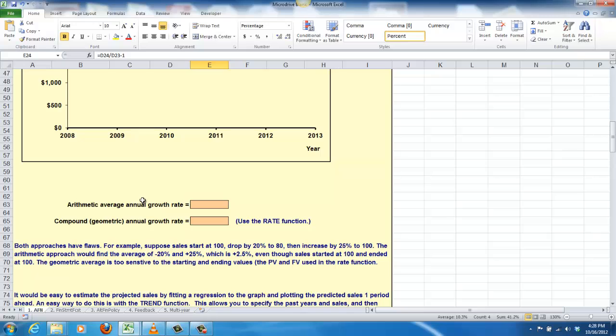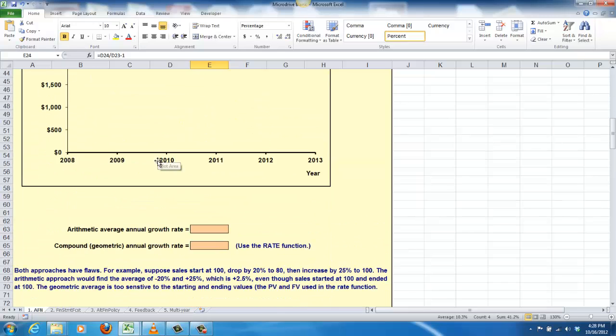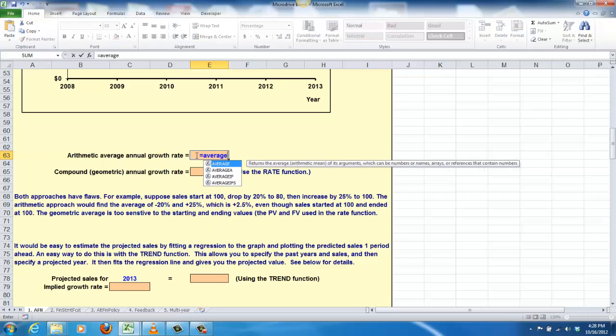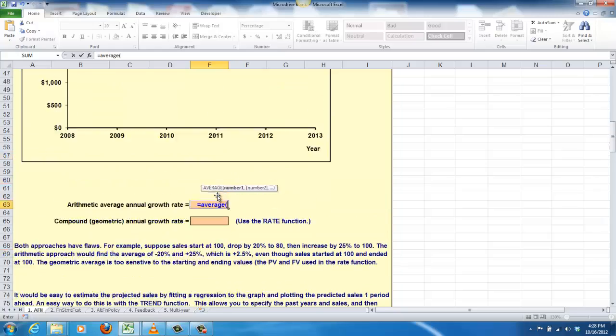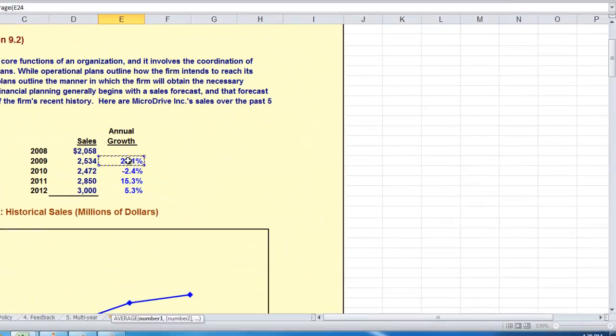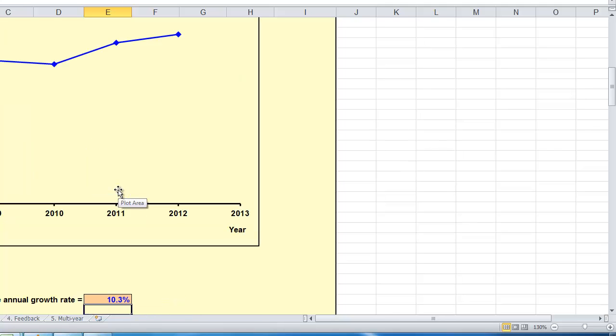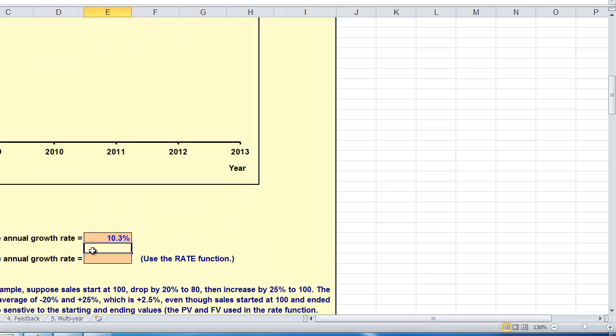The book gives 2 ways to use this information above. The first is the arithmetic average growth rate, and the second is the compound or the geometric annual growth rate. The difference between the two is that this just takes an average of the different growth rates for the different years. So this is equal to average, and then we go up here and we just select those 4 growth rates, and this tells us that we have an average growth rate of 10.3% for those 4 years.